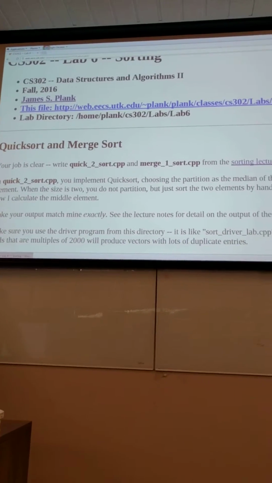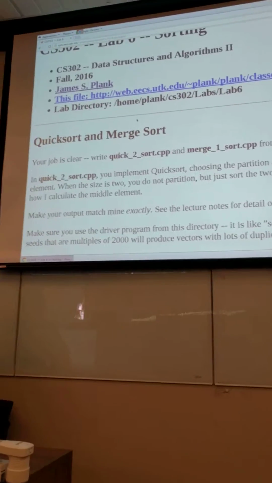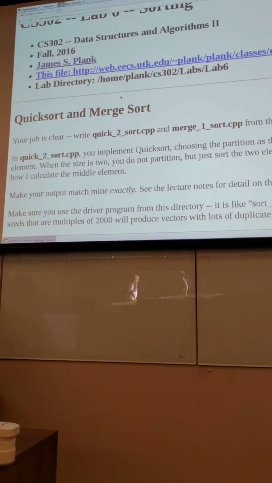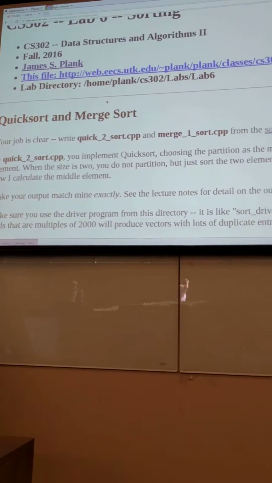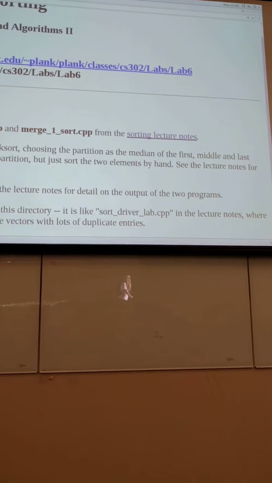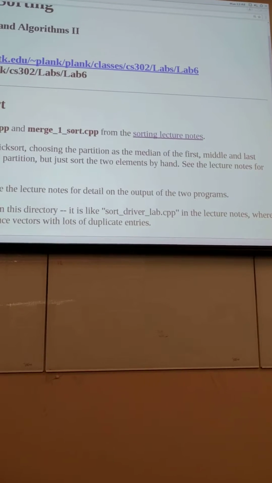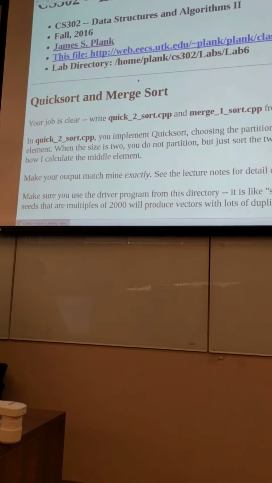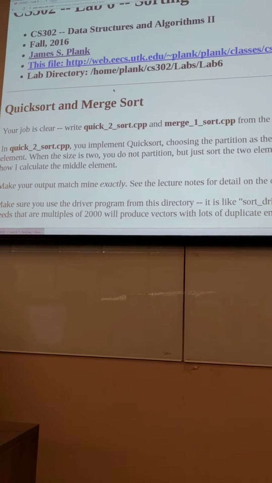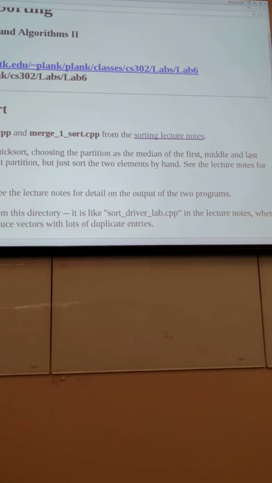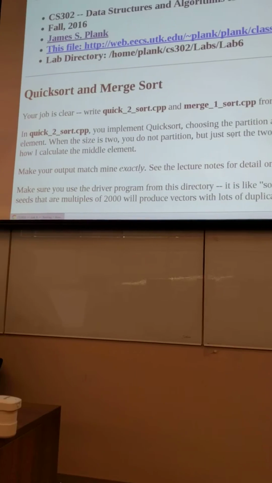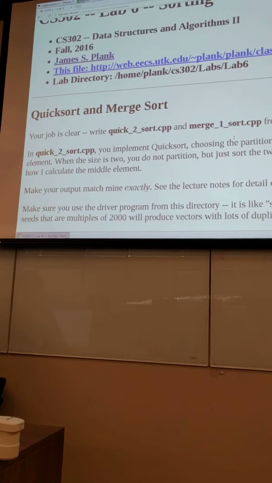And as you can expect, in the Quick Sort file, you're going to implement quick sorting by choosing a partition as a median, by choosing the pivot point as the median of the first, middle, and last element. When the size is 2, you don't do the partitioning, you just sort the two elements by hand. And then you can see the lecture notes for how the middle element is calculated.